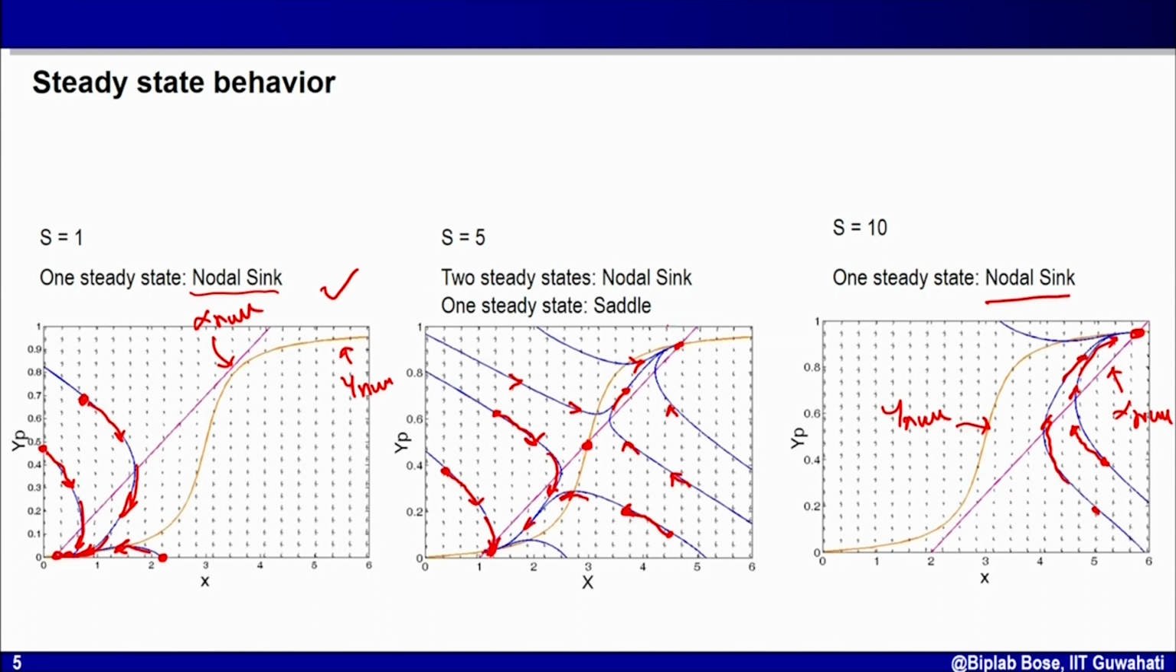So this middle one is a saddle point, and I have two steady states, at lower and higher values, which are nodal sinks. So you can see easily that depending upon S, not only is my number of steady states changing, but their stability behavior is also changing.